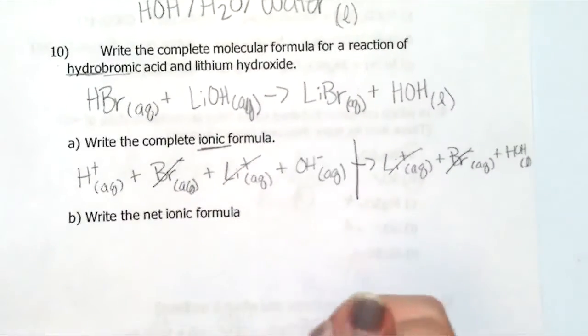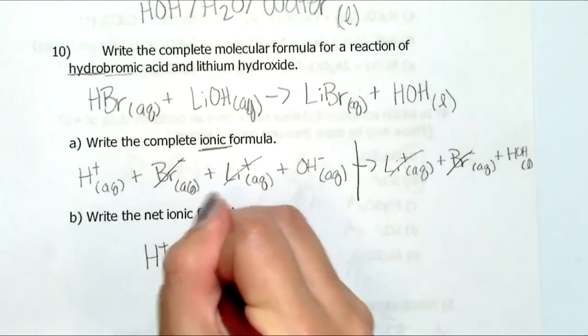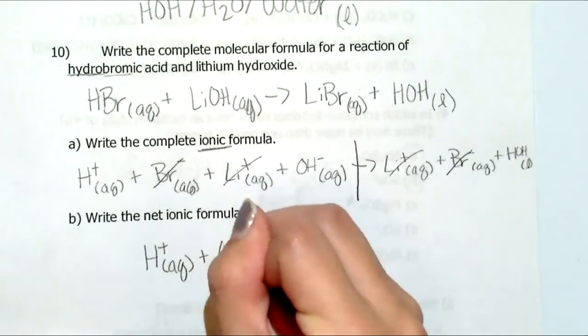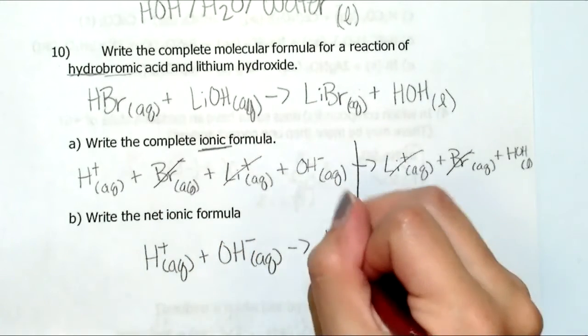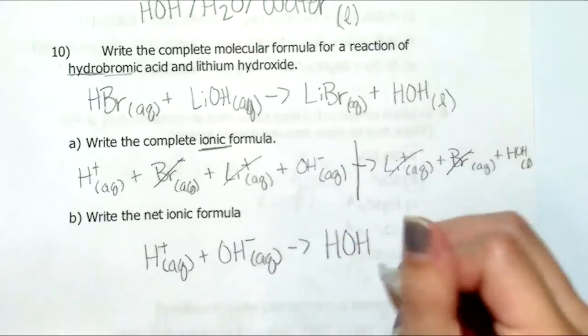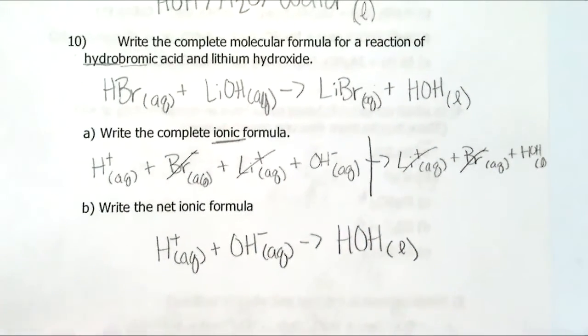So that means our net ionic equation is just everything that we didn't cross out. So it's H plus aqueous plus OH minus aqueous goes to HOH or H2O, again, whatever you're comfortable with, liquid. And that's all there is to that.